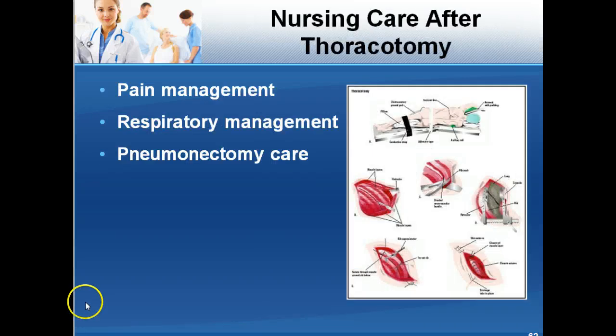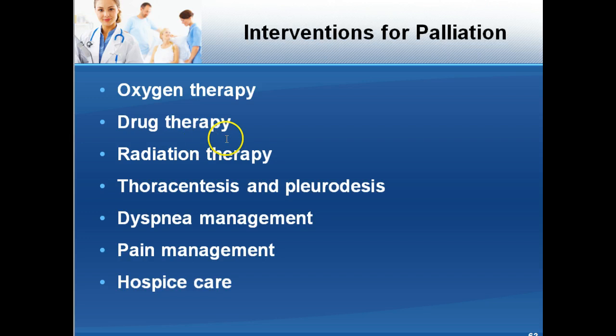Nursing care for thoracotomy. Basically, what y'all are going to know: respiratory management, pneumonectomy care, incision, pain management. You're going to look at respiratory, incision, pain, all those types of things. Oxygen therapy, drug therapy, radiation therapy if it's warranted, thoracentesis and pleurodesis, dyspnea. They might have to pull some fluid off, shortness of breath, pain management, and possibly hospice care if needed.